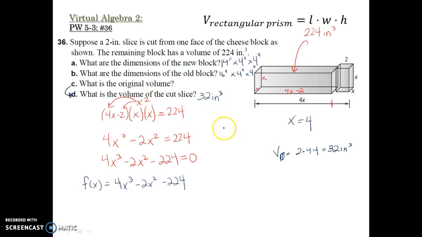And what's the original volume? You add them together. 224 plus 32. That means the original cheese was 256 cubic inches. That's a big block of cheese.